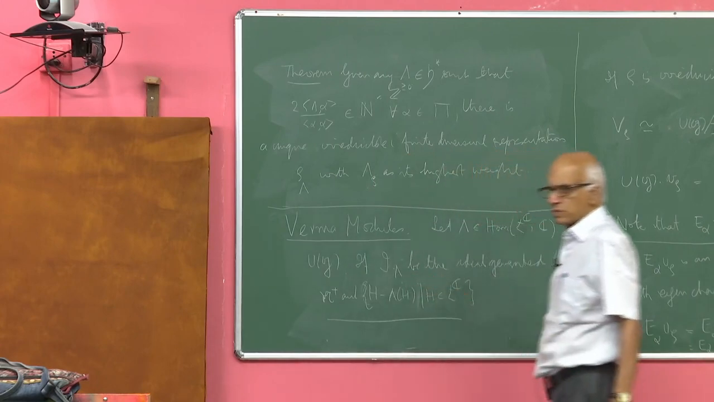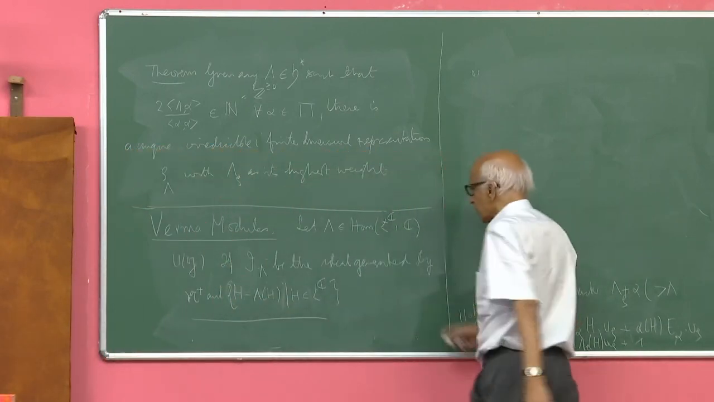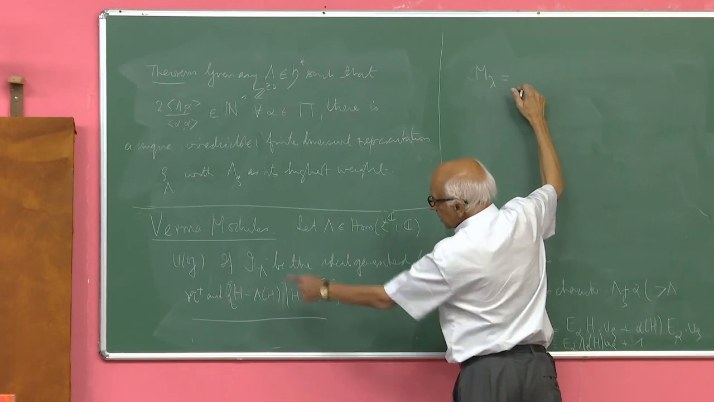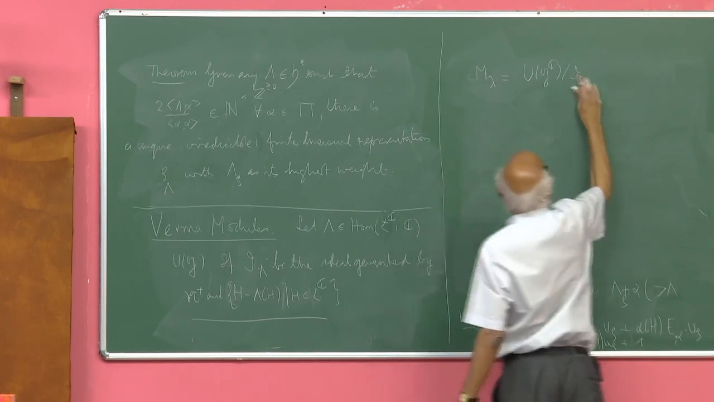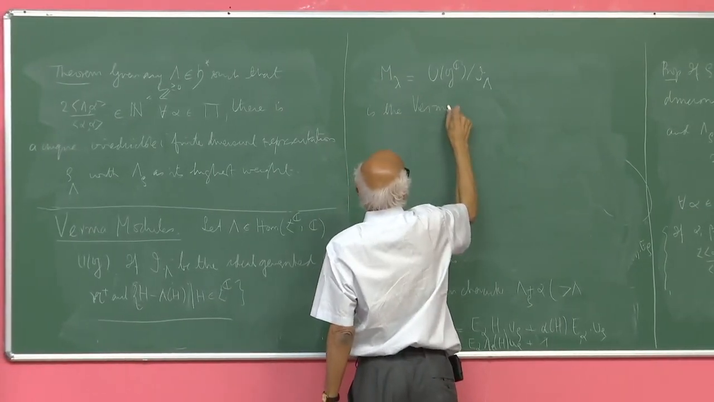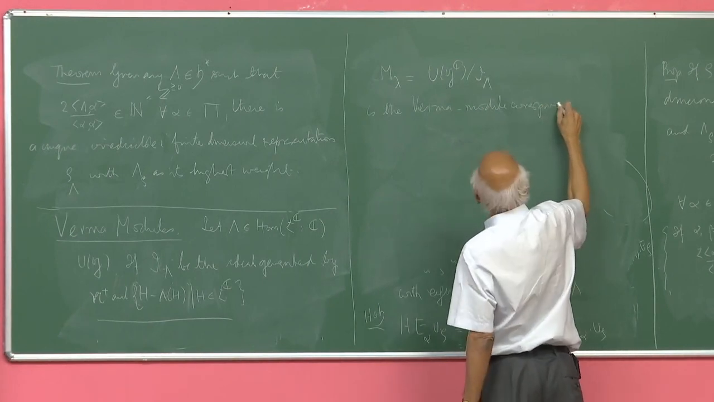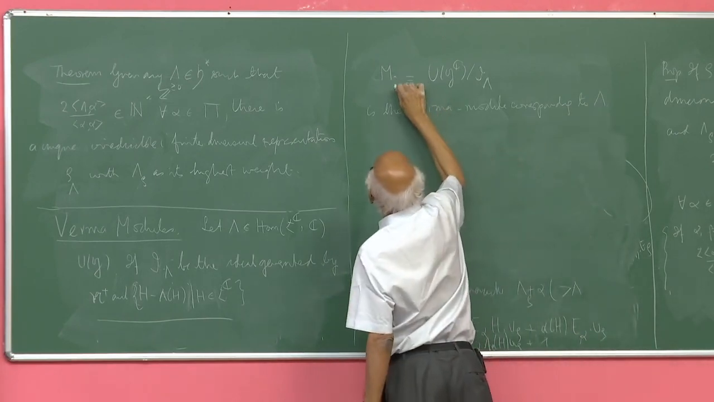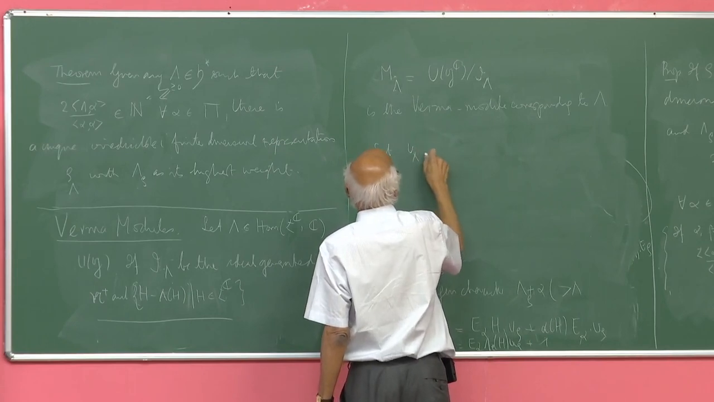I take the ideal generated by this, and let me denote by, I have been using v for something else, so I cannot use it for this. So let me denote by M lambda the module U g modulo I lambda. This by definition is the Verma module corresponding to lambda.